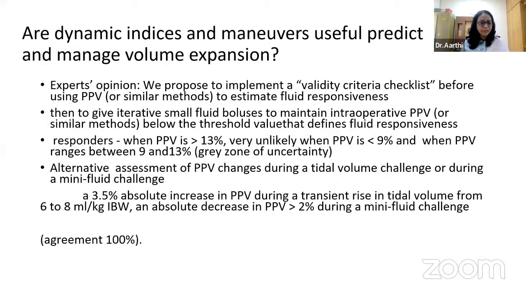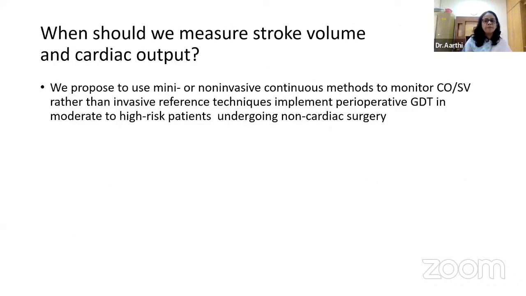An alternative assessment of pulse pressure variation change is the end expiratory occlusion maneuver or a mini fluid challenge. When we do an end expiratory occlusion maneuver, a 3.5% absolute increase in the pulse pressure variation during the transient rise in the tidal volume is a good predictor of fluid responsiveness, and an absolute decrease in the pulse pressure variation of more than 2% during a mini fluid challenge is a predictor of fluid responsiveness. So when should we measure stroke volume and cardiac output?